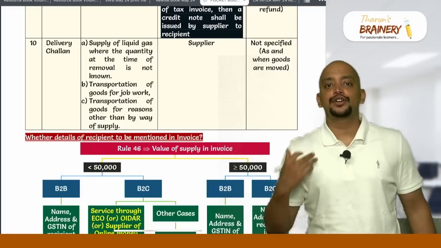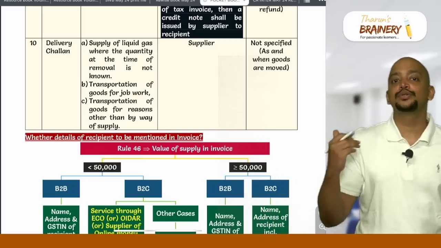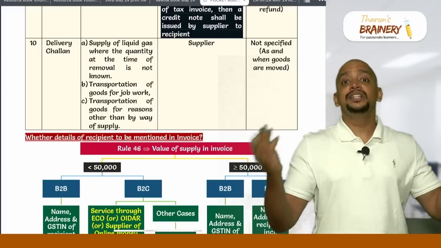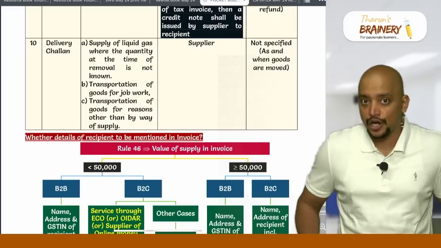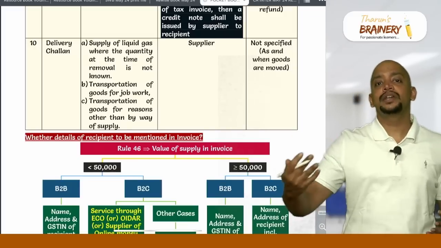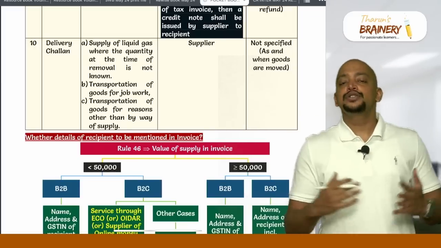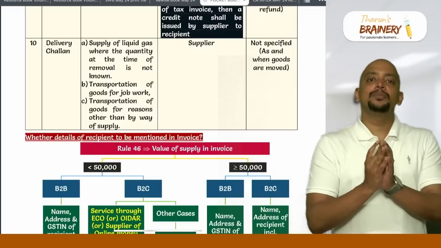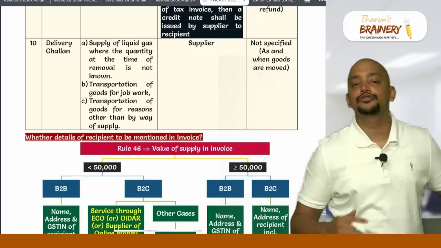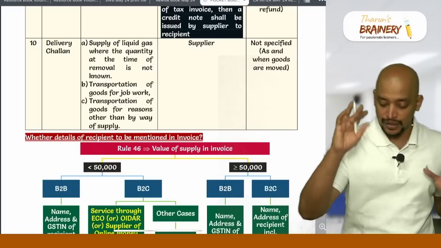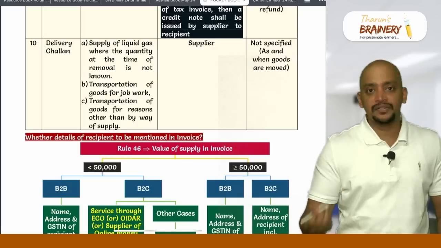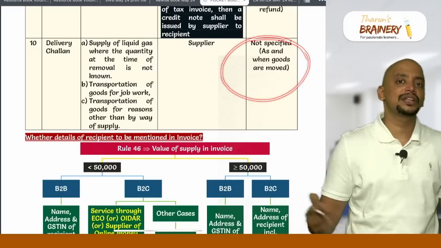Goods sent on job work, or sale on approval or on return basis, or goods sent from head office to branch office within the same state for which separate registration is not obtained, or where I don't know the quantity to be sold at the time of removal. In these cases, the supplier will be giving a delivery challan, because this movement of goods should accompany a delivery challan. Even an e-way bill is also required in this case. They have not given a time limit, so as and when the goods are moved, the delivery challan is required.